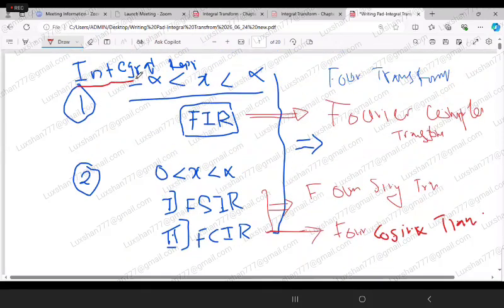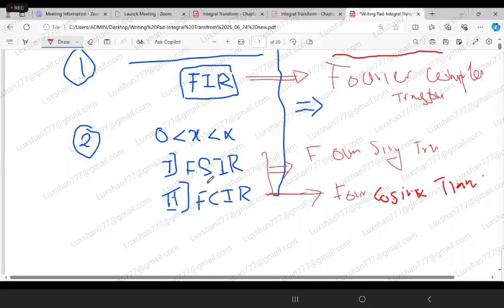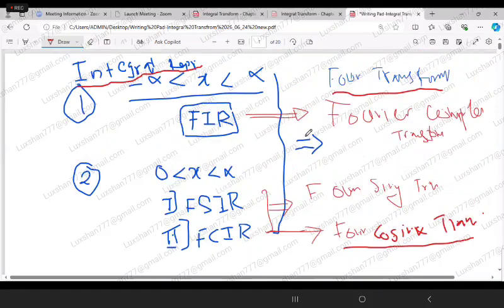Initially we define the integral representation of a function. The range is minus infinity to plus infinity, then we have the Fourier integral representation, the complete form. Using this, we define the Fourier transform, called the Fourier complex transform. If the range is 0 to infinity, then we have two types: the Fourier sine integral representation and the Fourier cosine integral representation. Using the sine one, we define the Fourier sine transform, and using the cosine one, the Fourier cosine transform. We all know the notations.